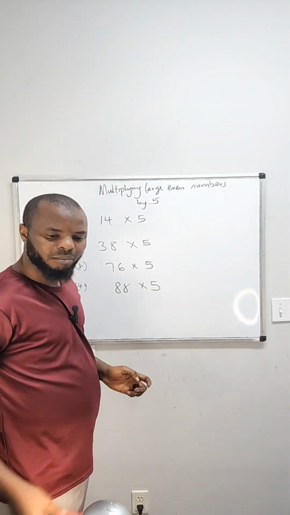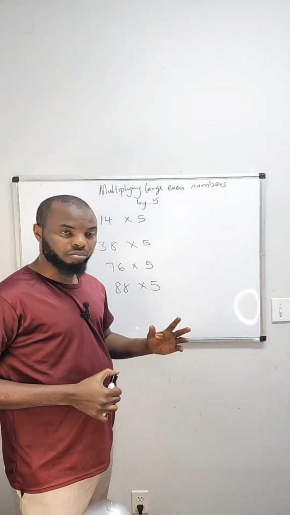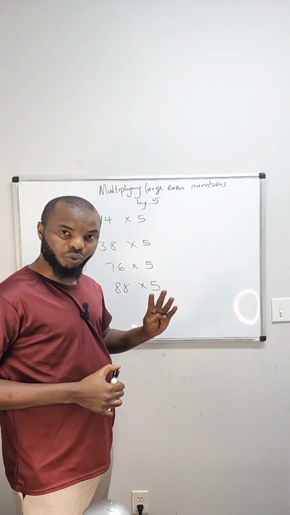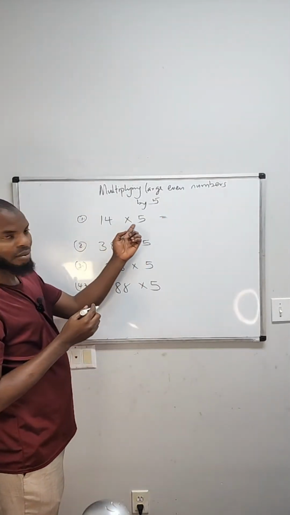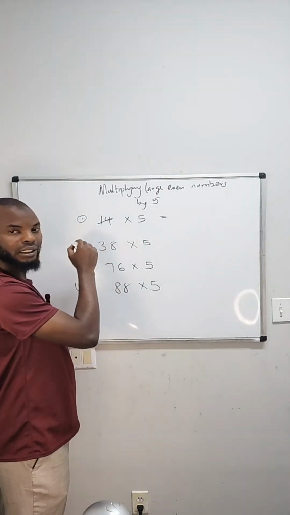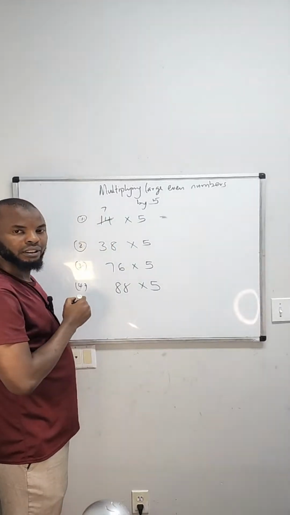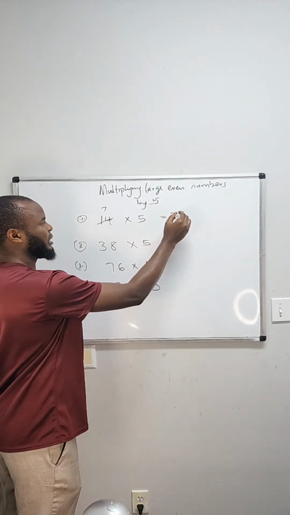One thing about 5 is that 5 is half of 10. So that is what you need. So what you just have to do is this. This is 14 times 5. So you need to take half of 14. What is half of 14? 7.